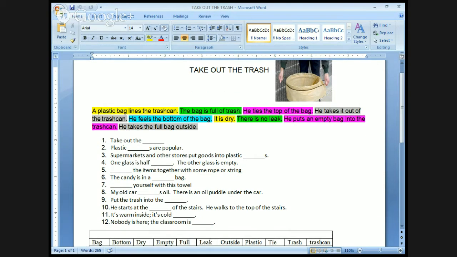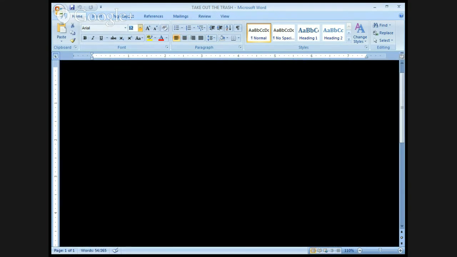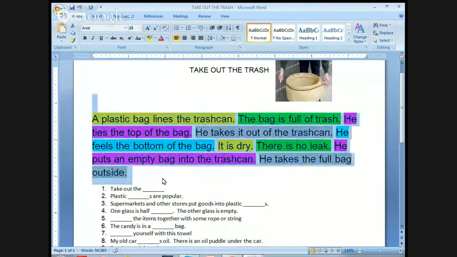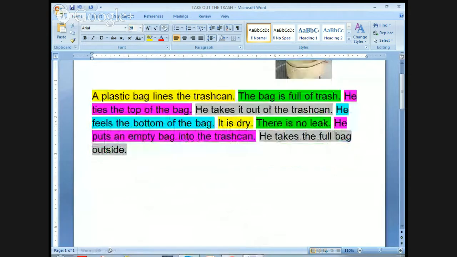Okay. So, Ismail, I want you to read for me. I'm going to make this a little larger. Everything that is in color. Read all that is in color, okay? You may start when you're ready.